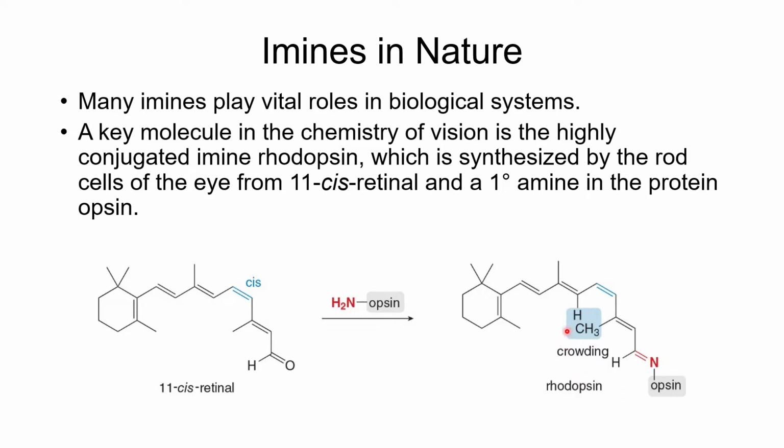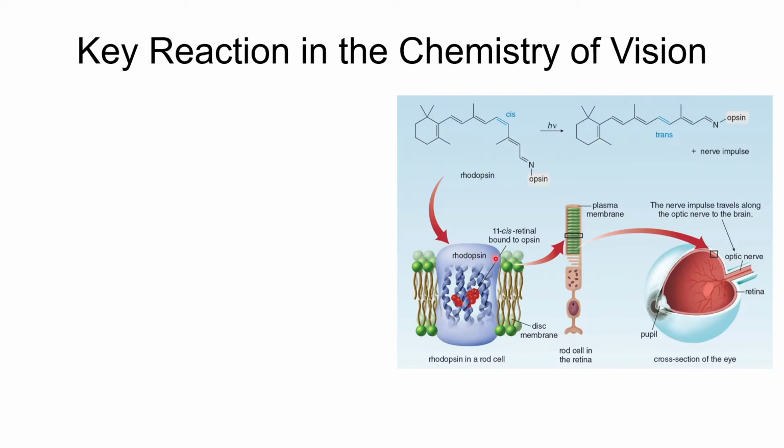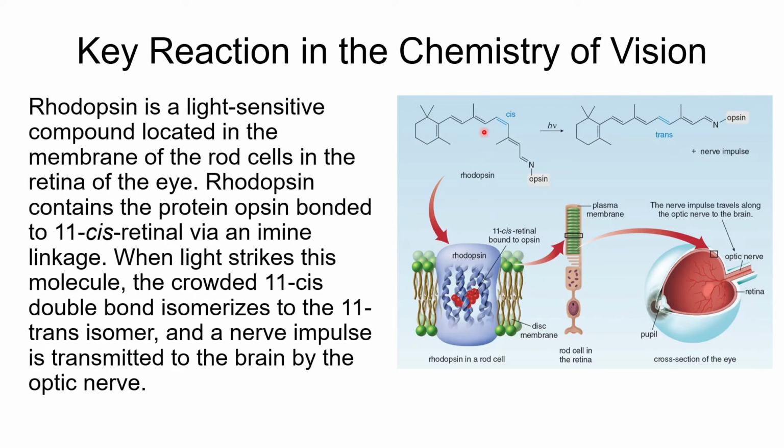What happens is, I'm going to go to the next page here, when this molecule is exposed to a very small amount of light, it will undergo an isomerization. It will go from the cis form to the trans form and release a little bit of energy. That little bit of energy, through a complex series of events, gets translated as an impulse in your nerves and gets sent to the brain as, hey, a photon.